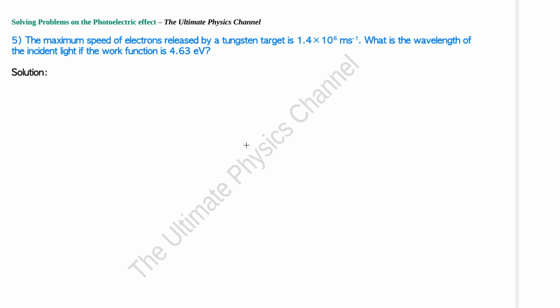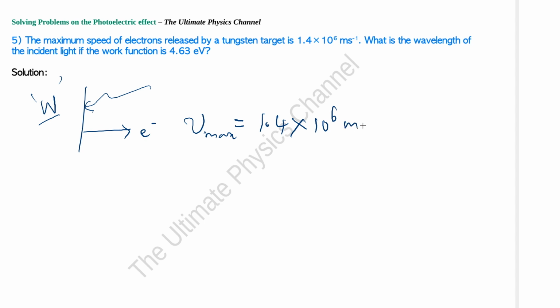Right. The next one, the maximum speed of electrons released by tungsten target. So when light is incident on tungsten target, the maximum speed of the electrons that are emitted, that is given as, let's call that V max, 1.4 times 10 power 6 meters per second. What is the wavelength of the incident radiation?